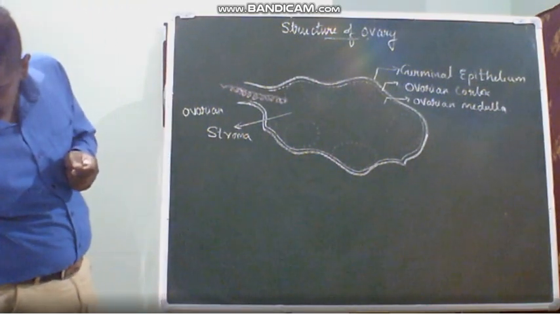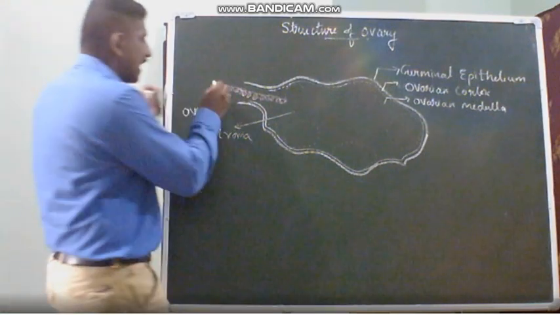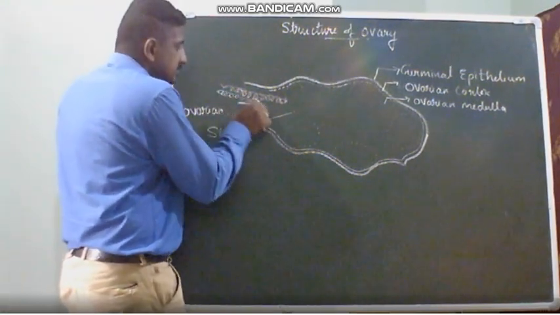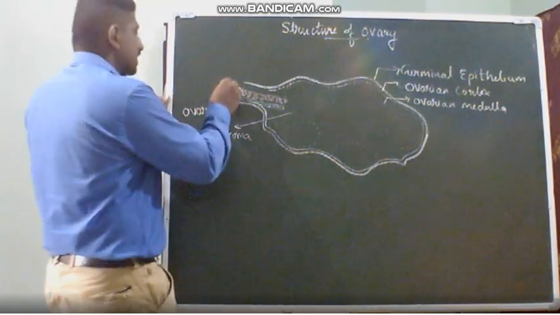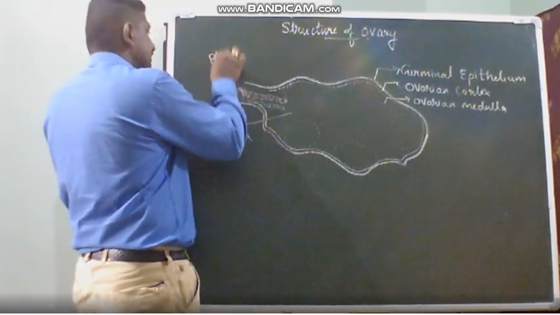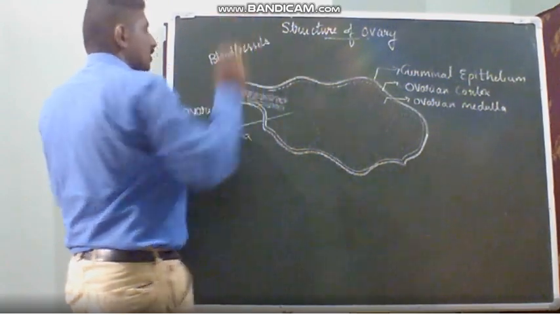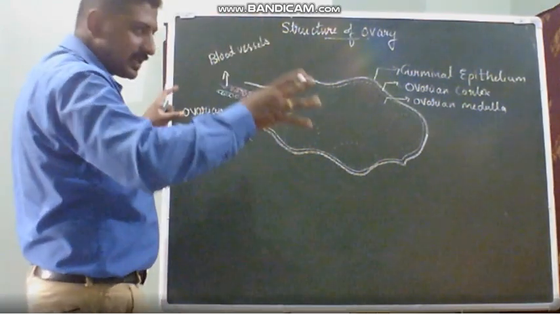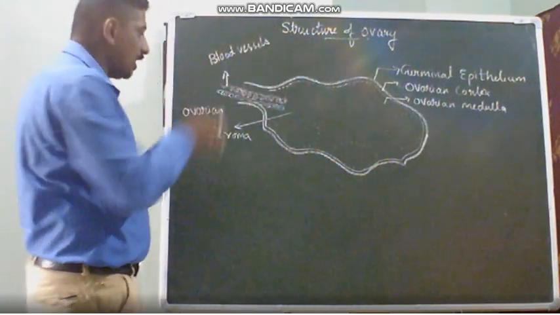So how can they all be carried? They all can be carried only through these means. So you have been having the blood vessels. These are nothing but your blood vessels. Okay. Now these are the basic structures. Now we're going to see what is inside the ovarian medulla or in the stroma.